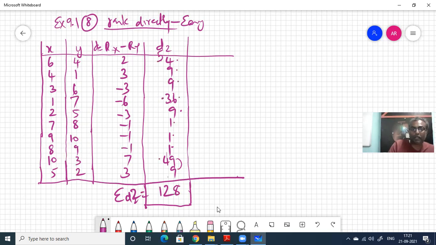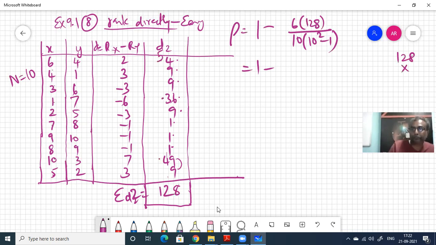Okay, now you calculate rho, which is 1 minus 6 into 128 divided by n into n squared minus 1. What is n? n is equal to 1, 2, 3, 4, 5, 6, 7, 8, 9, 10. n is equal to 10. That means 10 into 10 squared minus 1. That is 1 minus 128 into 6, how much? 768. Divided by 10 into 100 minus 1, which is 99. That is equal to 1 minus 768 by 990.